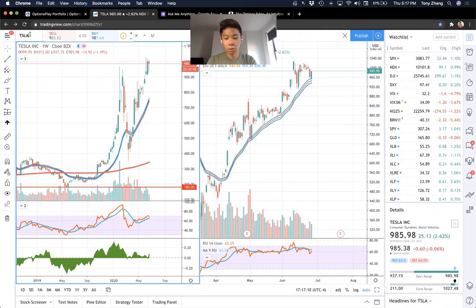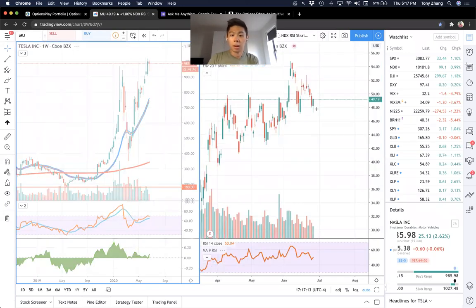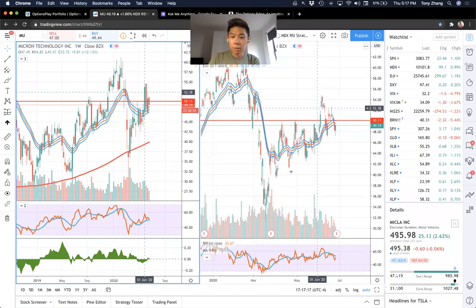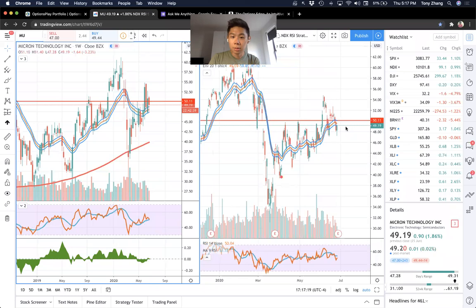Let's look at MU, Micron. So Micron, semiconductor stocks, like I said, are a relatively isolated industry to COVID-19. And if anything, have a bit of a tailwind from COVID-19. MU is trading near the bottom of this range.